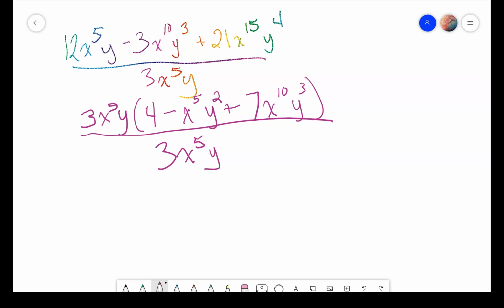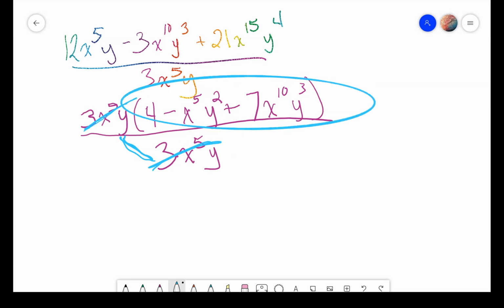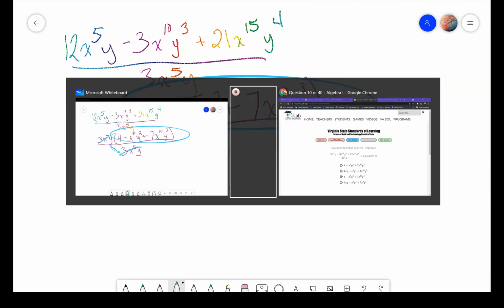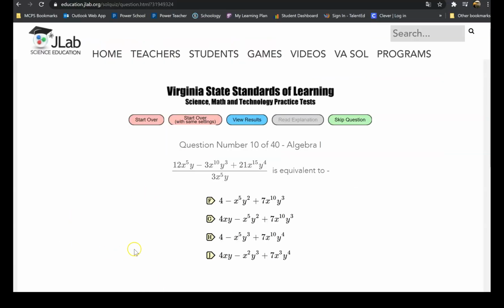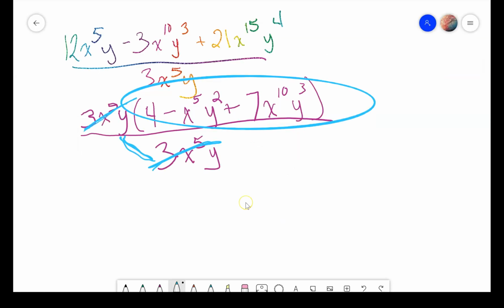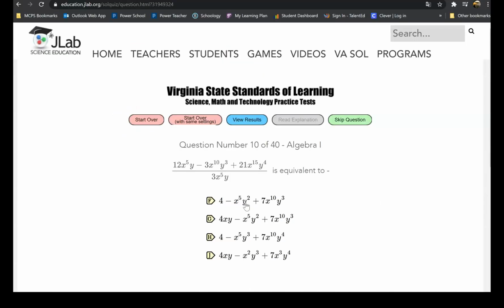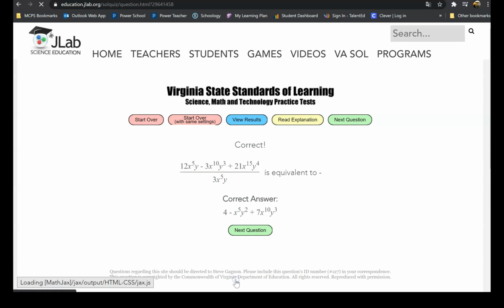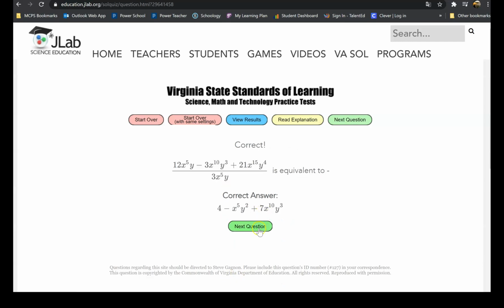Alright, and you'll notice that these two are the same, so they're going to cancel each other out. And then that just leaves me with the 4 minus x^5y squared. 4 minus x^5y squared plus 7x^10. Oh, there we go. It's our first one. That's my final answer. Correct. All right.